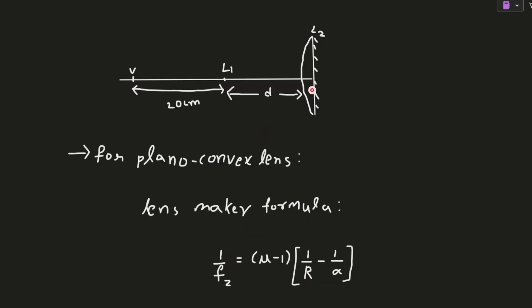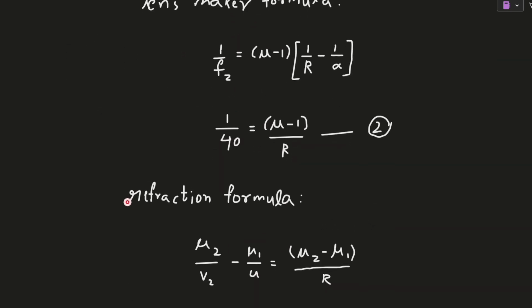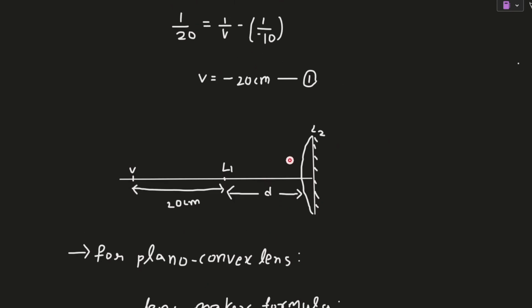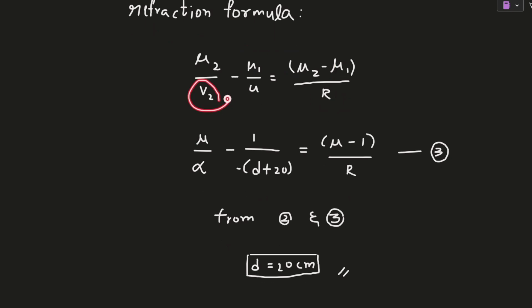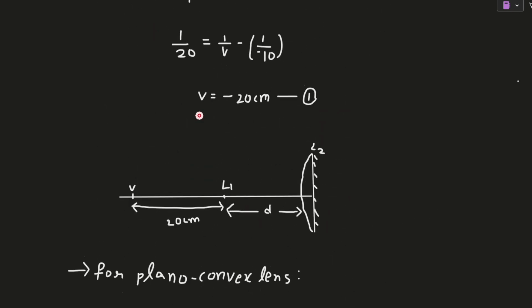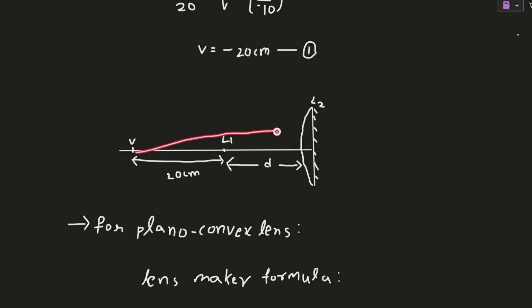Here mu is the refractive index of the plano convex lens and outside, air basically, we assume as 1. Now we use the refraction formula for this curved surface: mu2 upon v2 minus mu1 upon u equals mu2 minus mu1 upon R. This is the formula. Now we substitute v2 as infinite. Why infinite? As the ray falls normally on the mirror, it retraces its path and finally the image forms on the object itself.